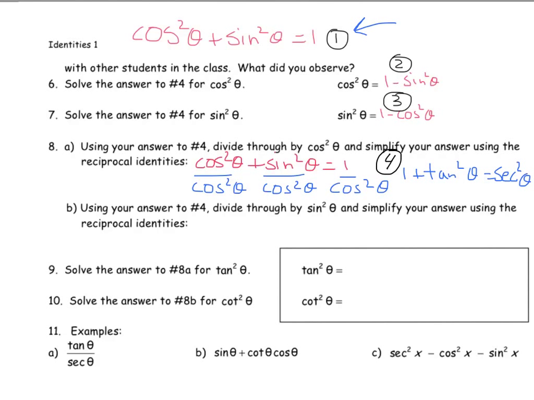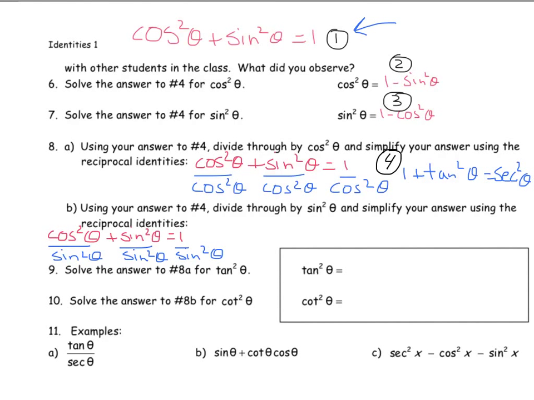All right, so now we're going to do the same thing, but we're going to divide this time all the way through by sine squared. So let's start with cosine squared. This is our base equation, plus sine squared equals 1. And we're going to divide everything by sine squared.